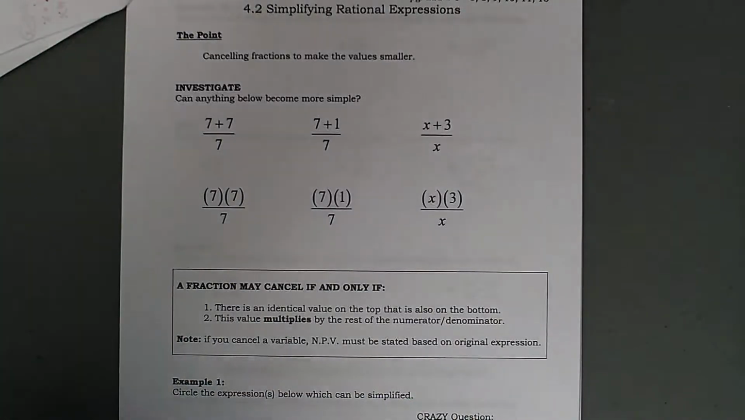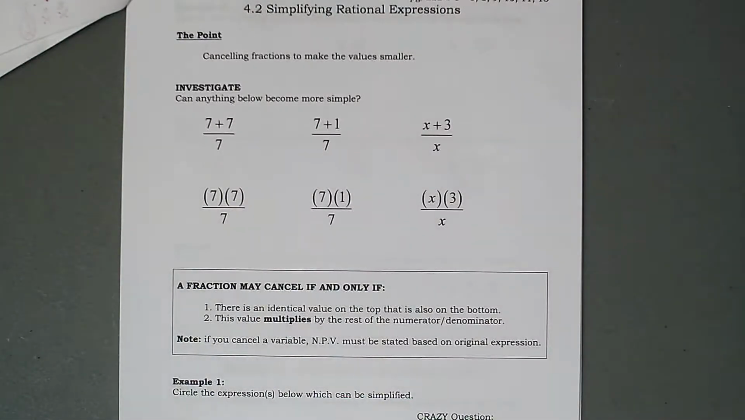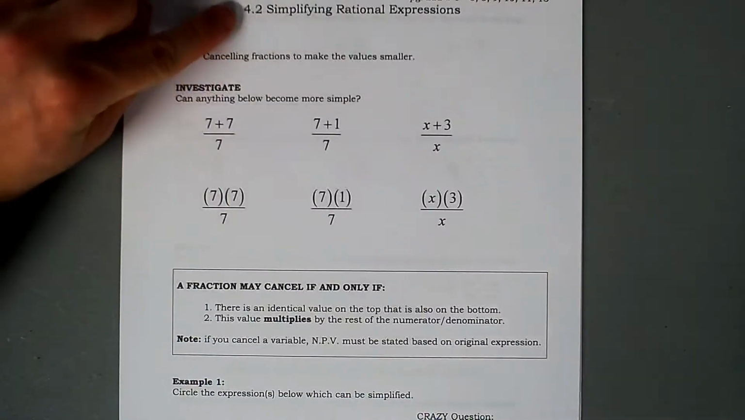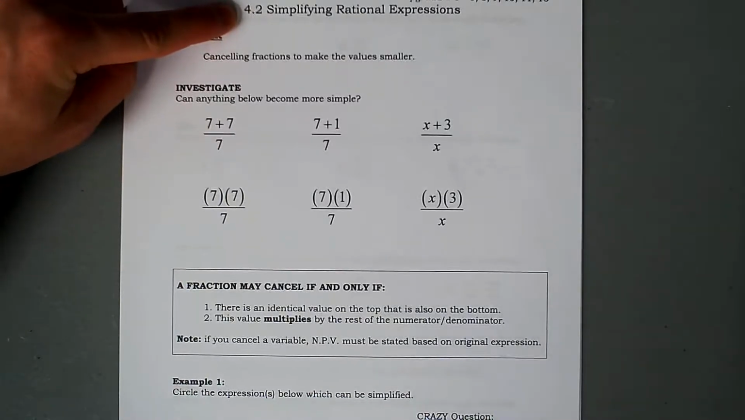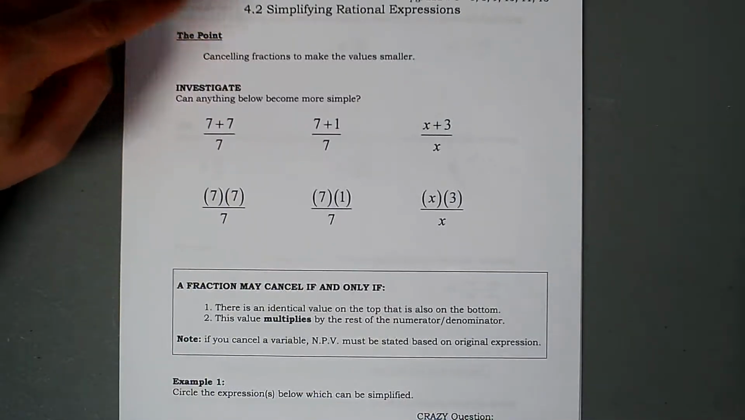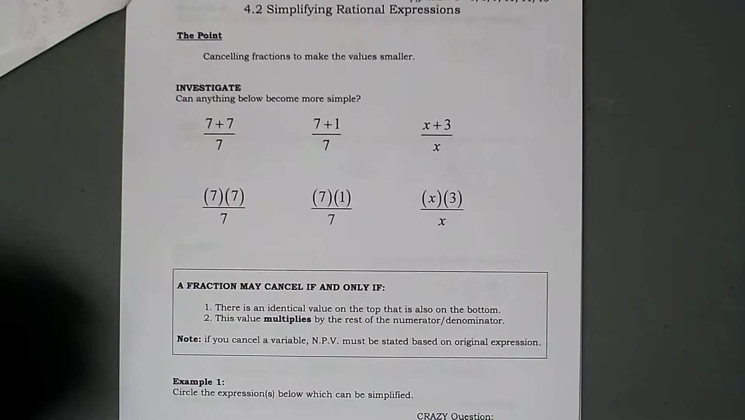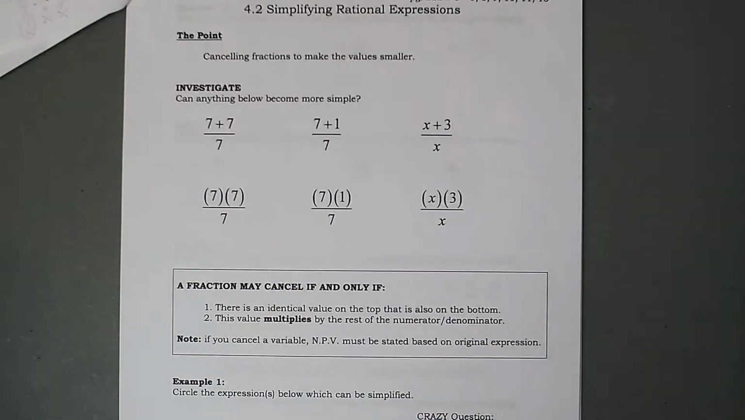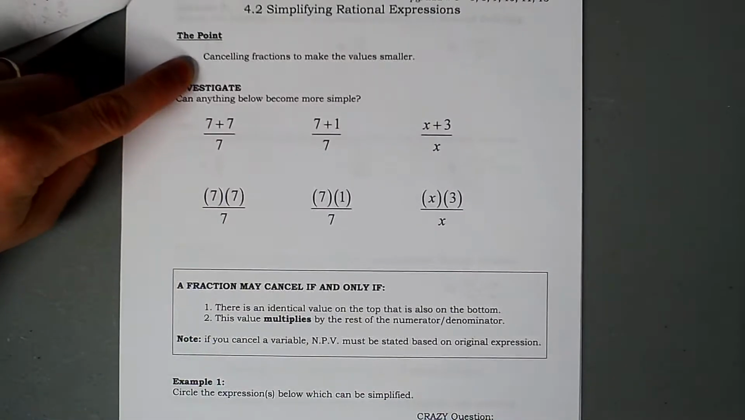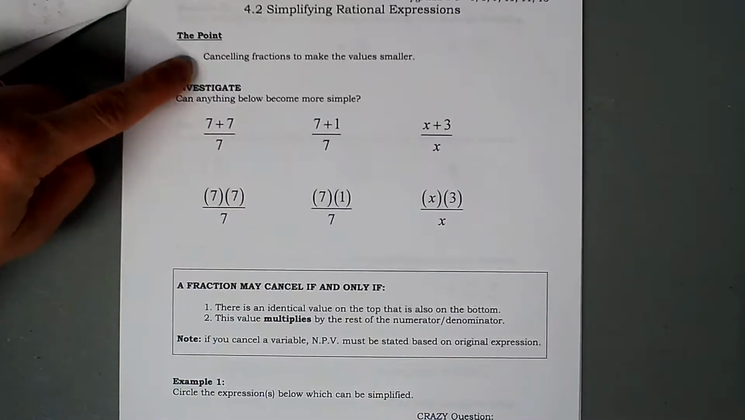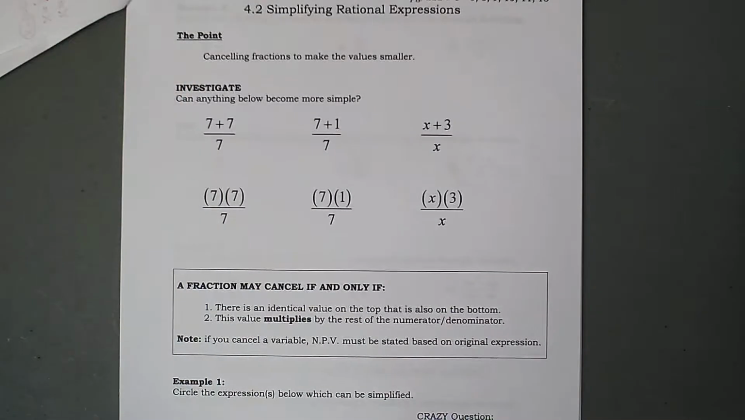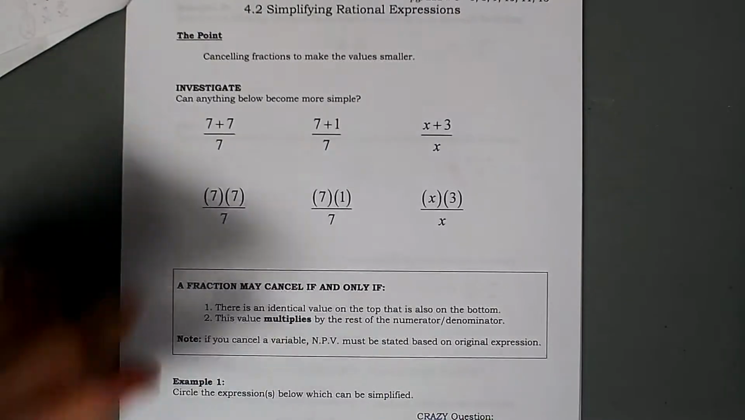Good day, Math 30-2s. Today we are continuing our Chapter 4 Rational Expressions and Equations unit. Today we're talking about simplifying rational expressions. Simplifying often is associated with making things simpler or smaller. The point of today is to cancel fractions to make the values smaller, and there's such trickiness in simplifying rational expressions that we want to be extra cautious.